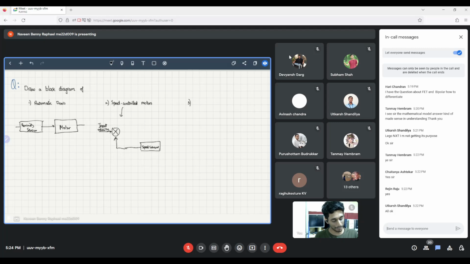This thing is called a comparator. Essentially, I'm comparing the value from the speed sensor and the input velocity I actually want, and that goes into a controller. We can call this the error, but that's not so important right now. This is the measured value, and this is the input value, so obviously this is the error. From the controller, it goes to the motor, and the motor makes it spin at some speed.